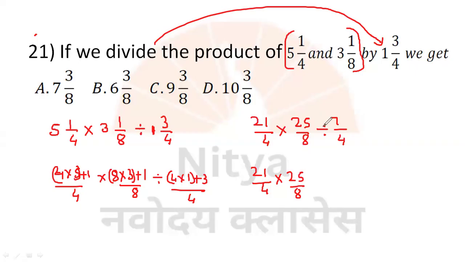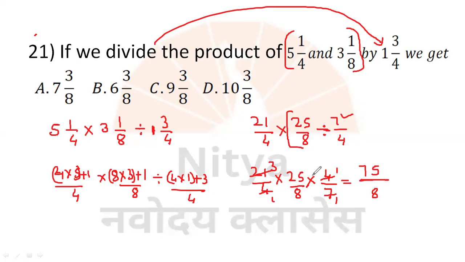We know that in division we have to take the reciprocal of the second fraction. This is the second fraction, so we take a multiplying sign and reciprocate it: 4/7. Now in multiplication we simplify. These 4s cancel, and 7 threes are 21 cancel. What remains is 3 and 25, so 3 times 25 is 75, and the denominator remains 8. So 75/8 is our answer.